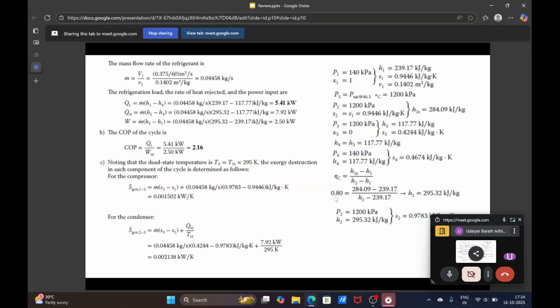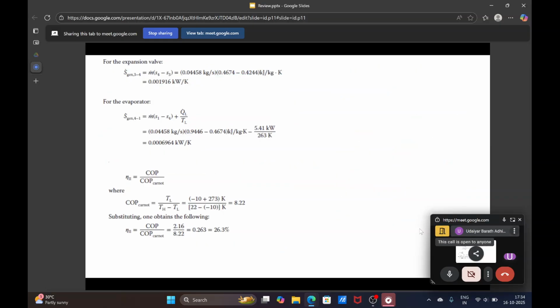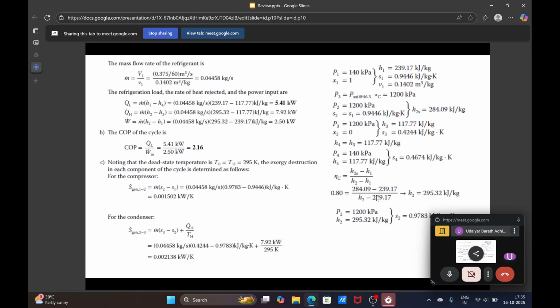So 0.8 is the compressor efficiency, which equals 284.09 minus 239.17 divided by H2 minus H1. So that gives you H2 of 295.32 kilojoule per kg. So now we know enthalpy, we also know pressure, which is 200 kilopascal. So corresponding to these two state points, we can estimate entropy, and entropy comes out to be 0.97383 kilojoule per kg Kelvin. So now we have found each of the state points' corresponding enthalpy and entropy values.